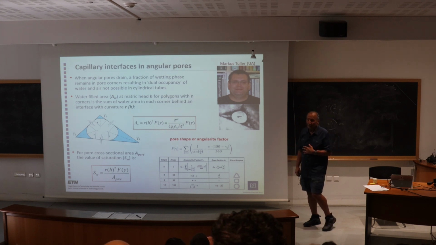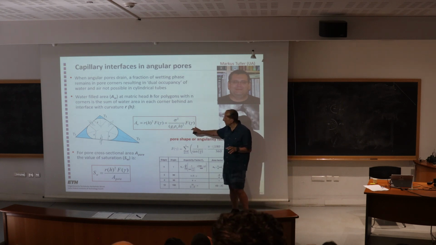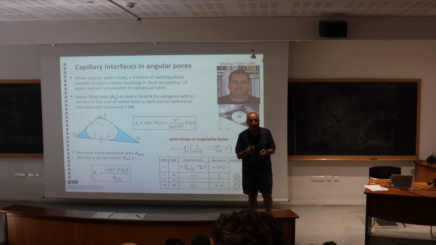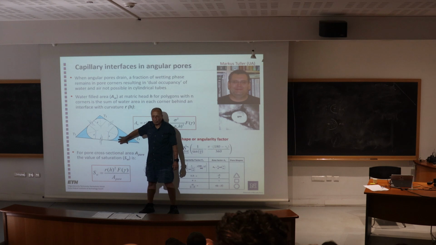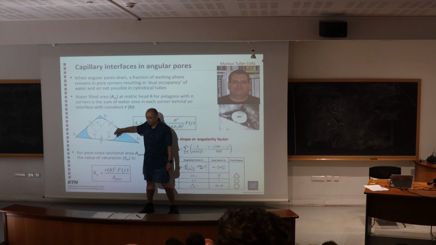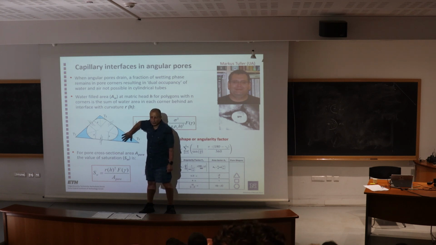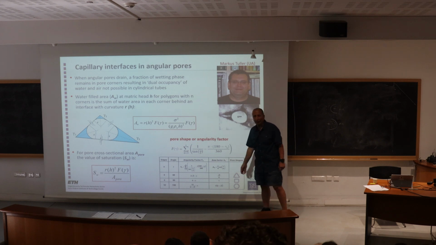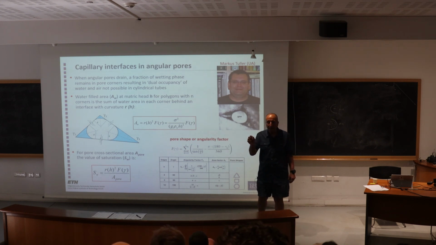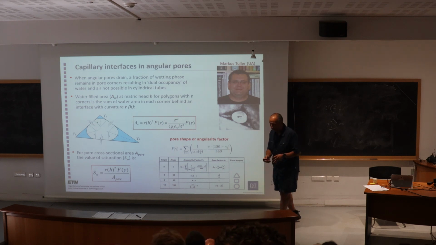With Marcus, we developed some theory that tells us how much water is retained in pores at different curvatures. You can imagine if I know the geometry of this pore, and I know the curvature of the interface from, say, the Young-Laplace equation, I can calculate how much water. It's just a geometrical calculation. You can generalize it with some shape functions or angularity factor. It doesn't have to be a regular shape of angular pore, and you can calculate how much saturation you have in the pore.